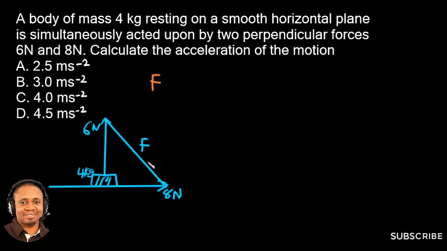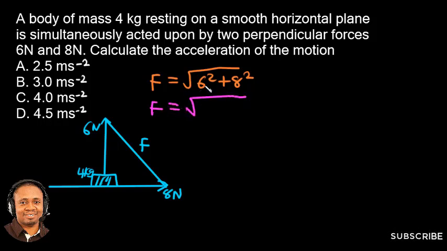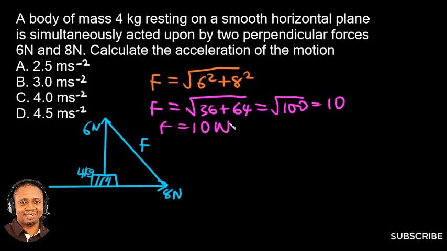So to find this resultant force, which is the hypotenuse, F equals, according to the Pythagoras theorem, the square root of 6 square plus 8 square. So now we have F equals the square root of 6 square is 36, plus 8 square is 64, and this will give us 100. So the square root of 100 is 10. So the resultant force is equal to 10 Newton.